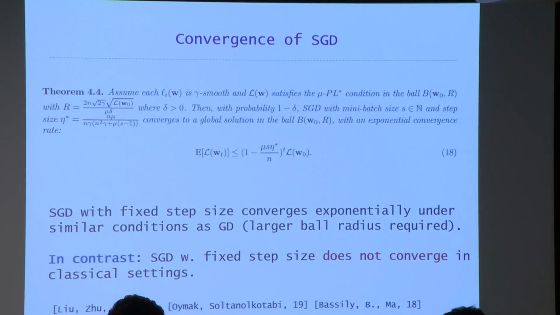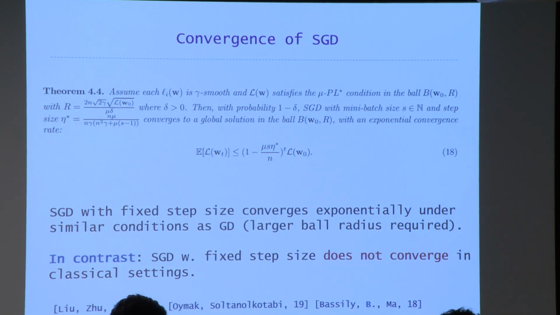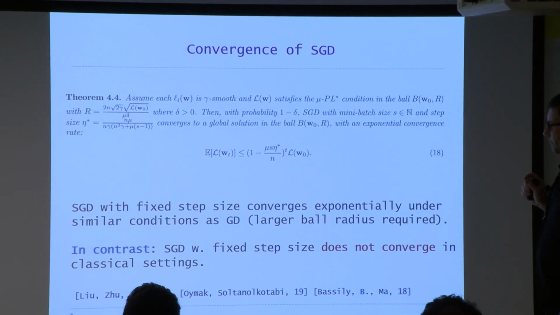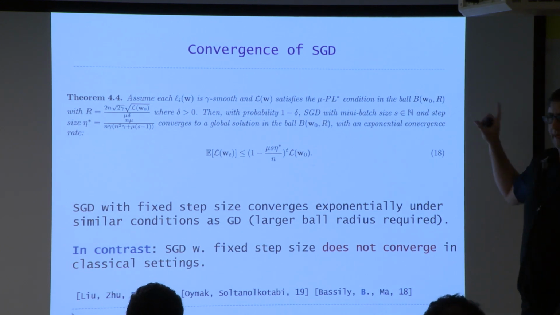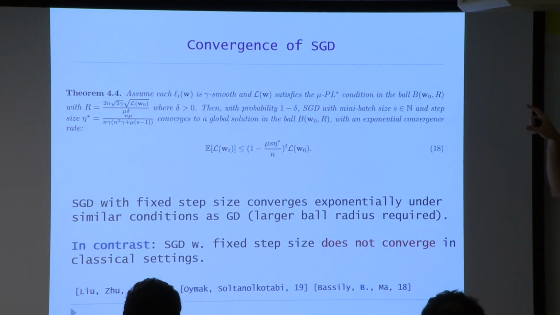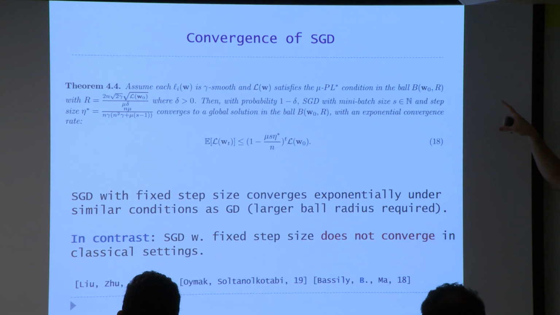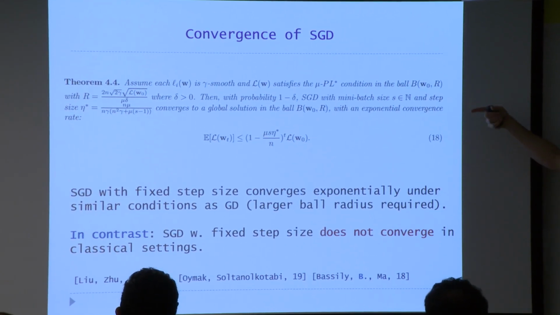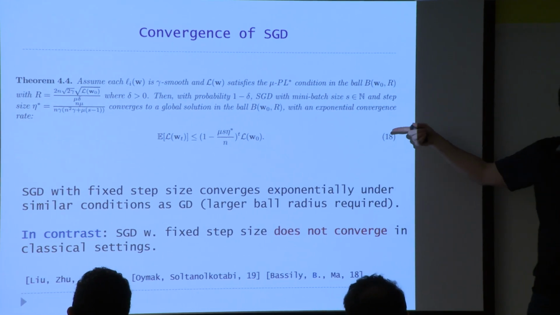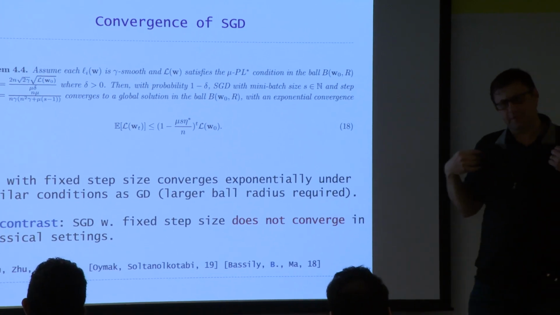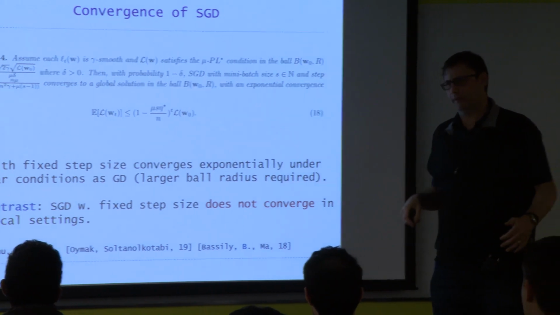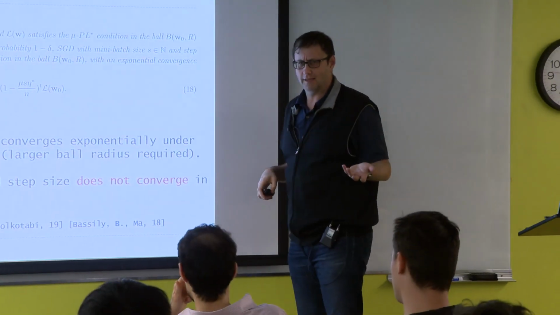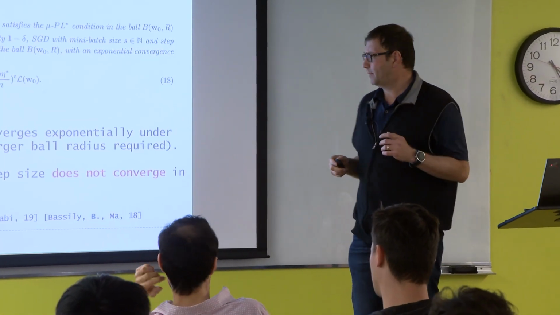Now, here is an interesting thing which really happens. I think it's a little bit surprising, because this only happens for the PL star condition and is not really true for PL. You can prove something essentially the same for stochastic gradient descent. The only difference is that you need the ball to be bigger and the learning rate to be smaller. That's the way it works out. It's actually not completely clear why.